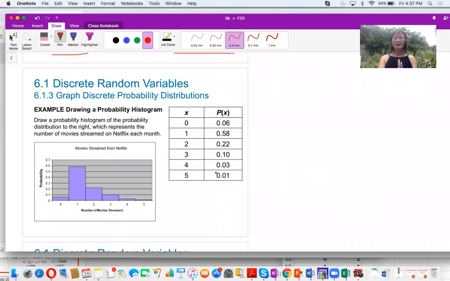So far we talked about discrete probability distribution tables. Now let's talk about the graph of a discrete probability distribution. The question asks you to draw a probability histogram of the probability distribution of this one here. This represents the number of movies streamed on Netflix each month.